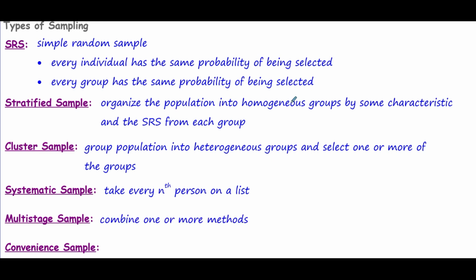Multi-stage sampling is when we combine one or more methods. So perhaps we use stratified sampling and we divide the school population into their grade levels of freshman, sophomore, junior, senior. And then from each of those, we take an alphabetical listing and choose every 20th student on the list, starting at a random place. So then we've used stratified sampling combined with systematic sampling. So we can combine some methods together to help us get our sampling.